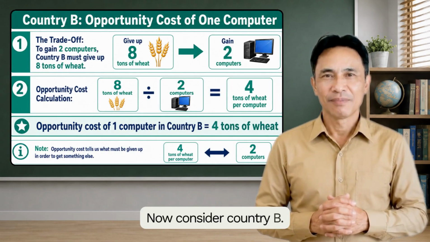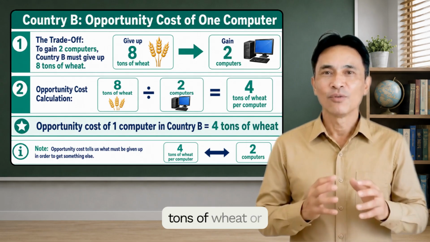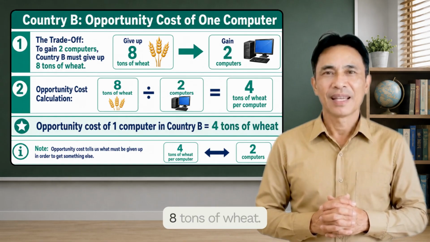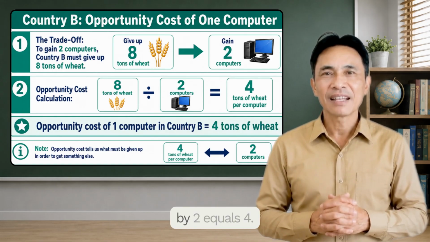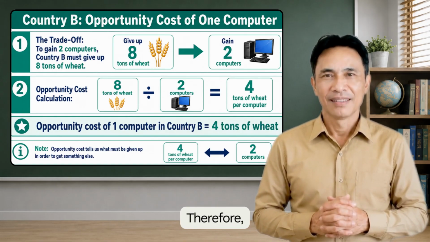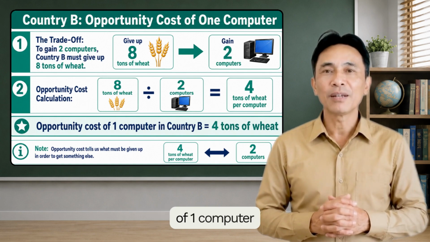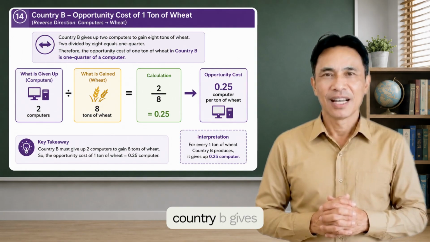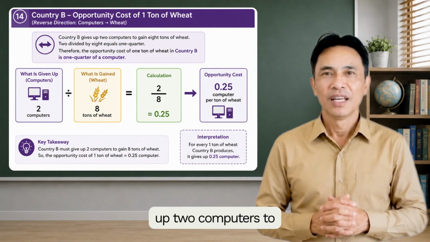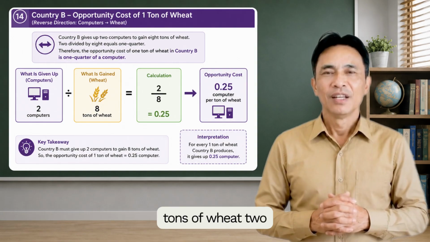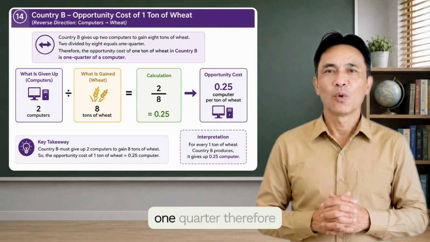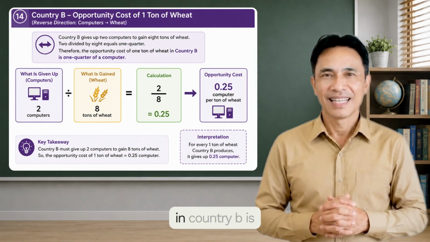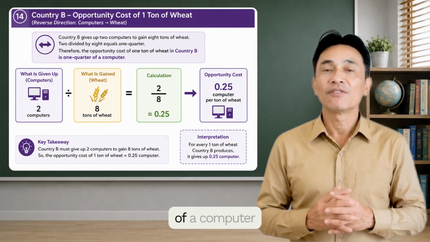Now consider country B. It can produce 8 tons of wheat or 2 computers. To gain 2 computers, it must give up 8 tons of wheat. 8 divided by 2 equals 4. Therefore, the opportunity cost of one computer in country B is 4 tons of wheat. In the other direction, country B gives up 2 computers to gain 8 tons of wheat. 2 divided by 8 equals 1/4. Therefore, the opportunity cost of 1 ton of wheat in country B is 1/4 of a computer.